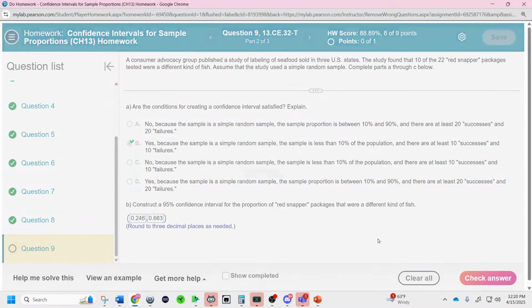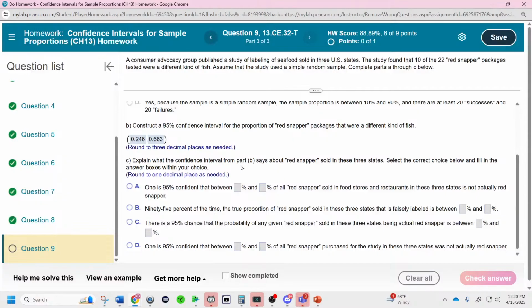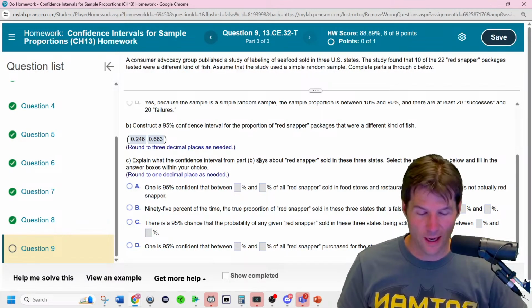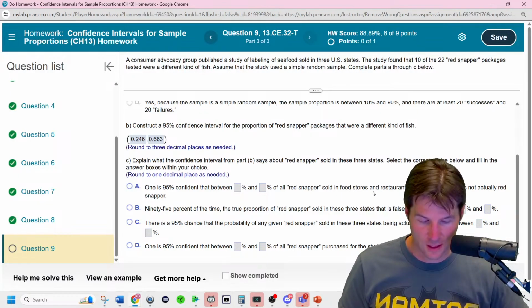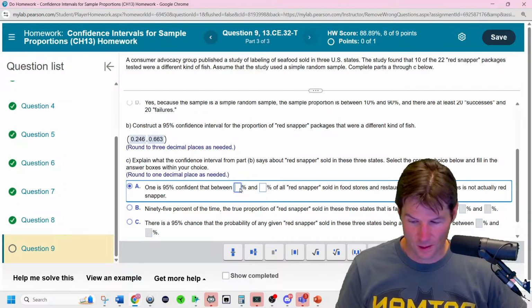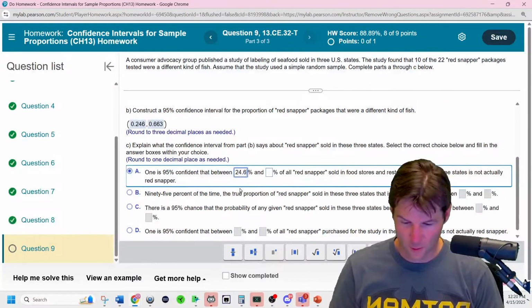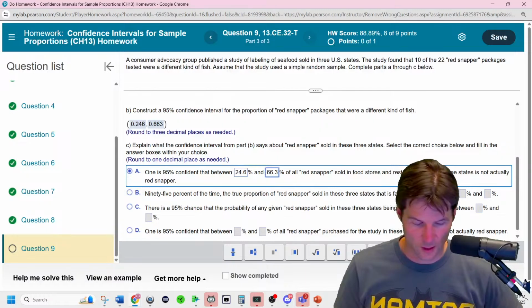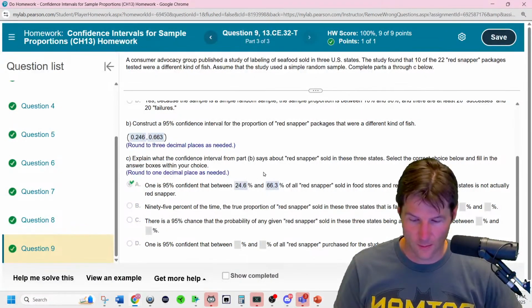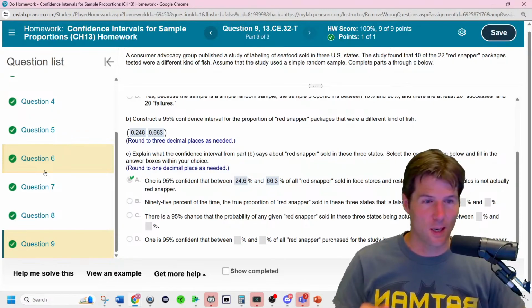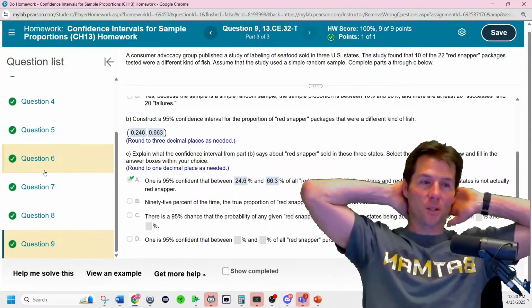Cross your fingers. Woo! I am 95% confident that the true proportion of actual red snappers that are things that are not actually red snappers is contained in the interval. It's not purchased for the study. It's the actual amount that exists in reality. 24.6 to 66.3. There we go. I am 95% confident that the true proportion of things that are not red snapper is contained in the interval, blank to blank.